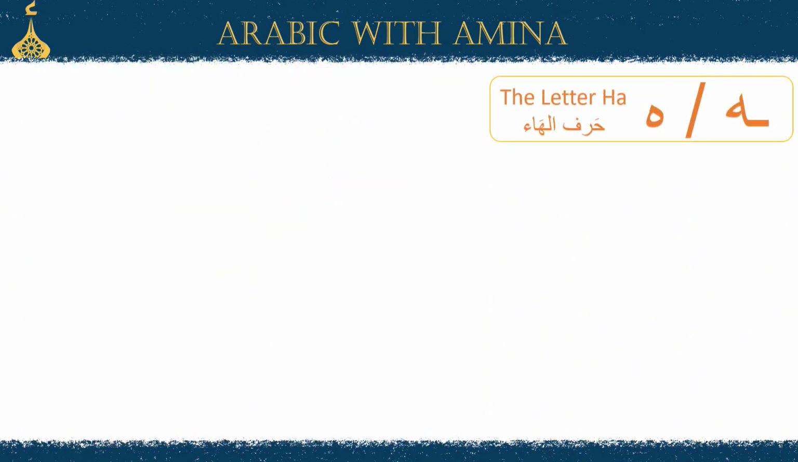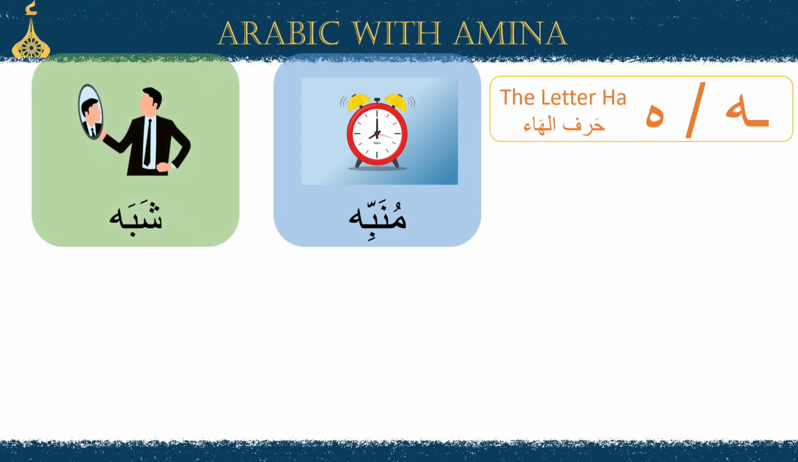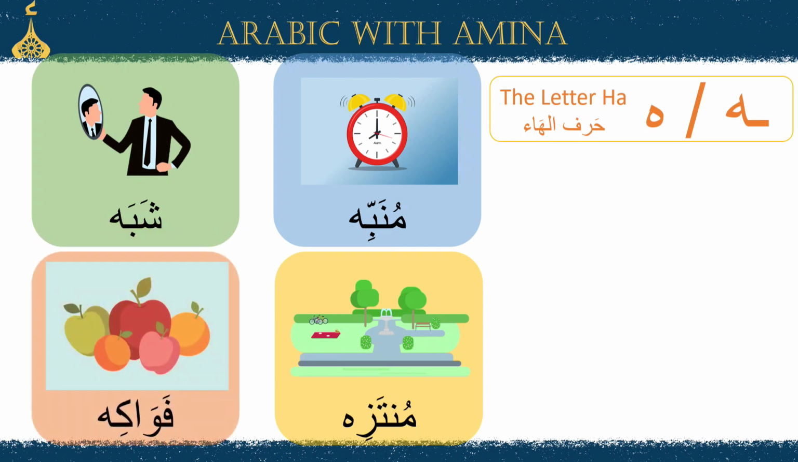Same goes for the letter ha. There are words that naturally end with ha, and the letter ha is just part of the word spelling, such as munabbih, alarm, shabah, similarity, muntazih, park, fawakih, fruit.